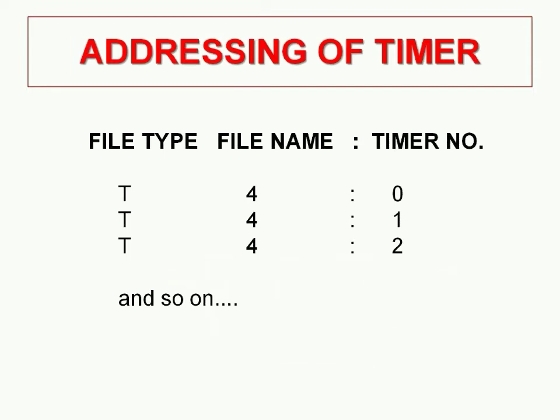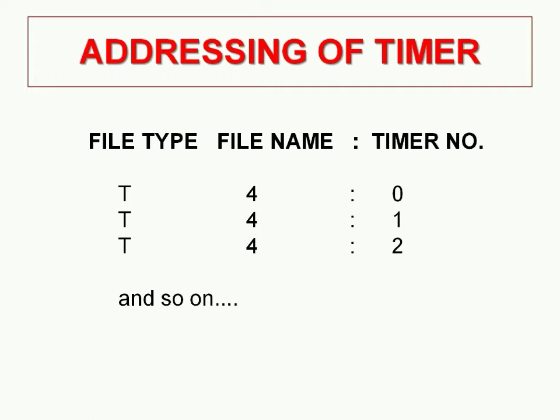So next is addressing of timer. How to do the addressing of timer? This is the syntax or formula: file type, file name, colon, timer number. File type is T, file name is 4, colon, 0. Timer number we start from 0: T4:1, T4:2, and so on.